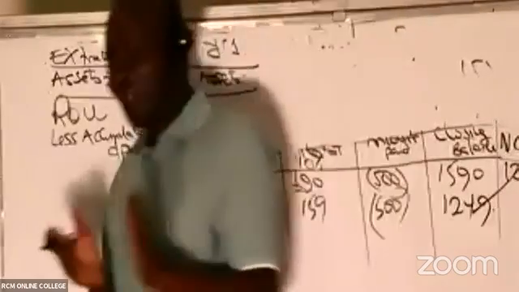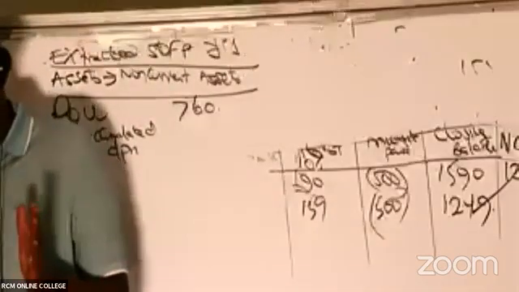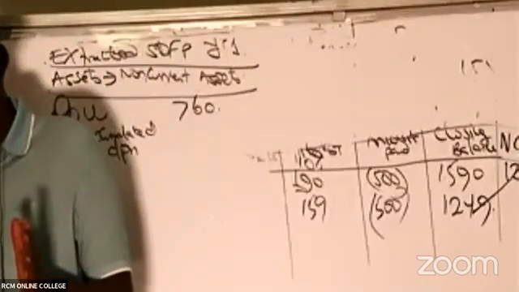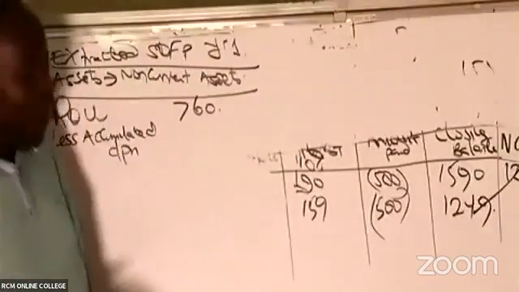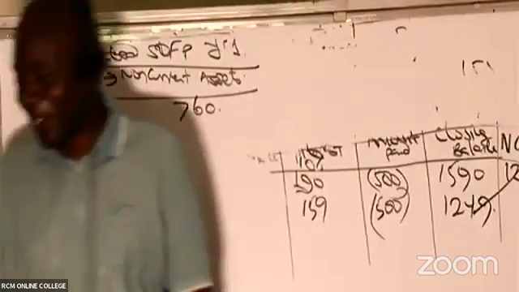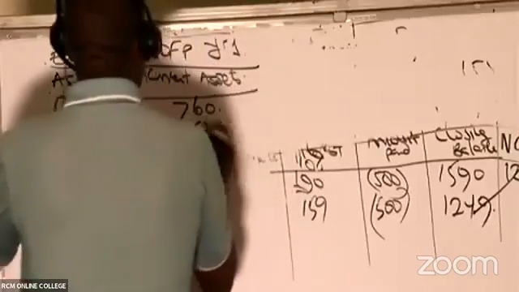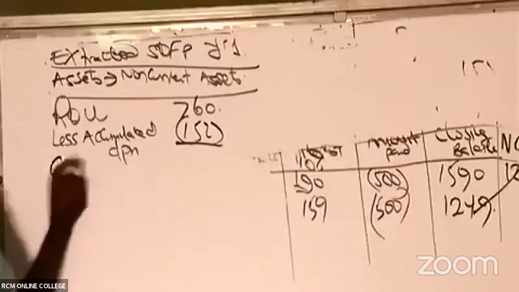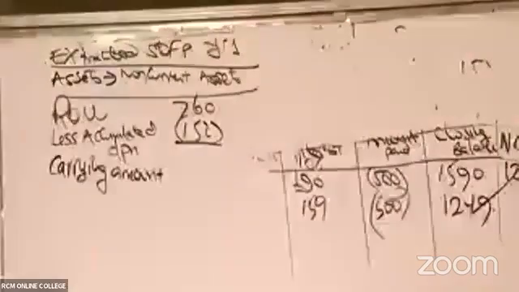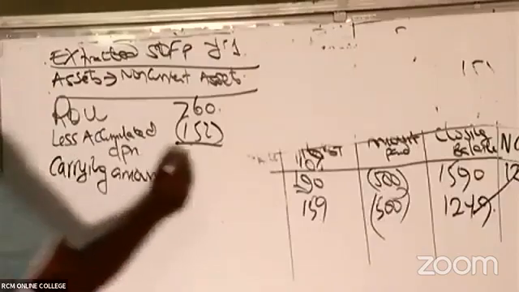We shall overcome. So what is the accumulated depreciation here, ladies and gentlemen? It's for 1 year. We had, was it 152? We had computed it somewhere. 152. Then what is the carrying amount at the end of the year? So carrying amount at the end of the year is how much? 608.